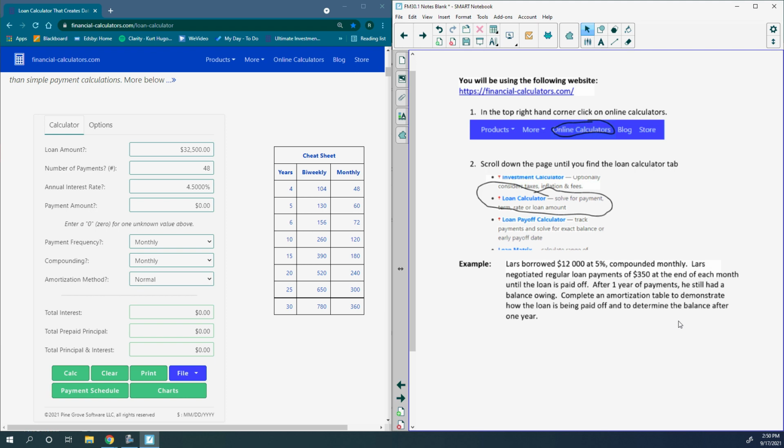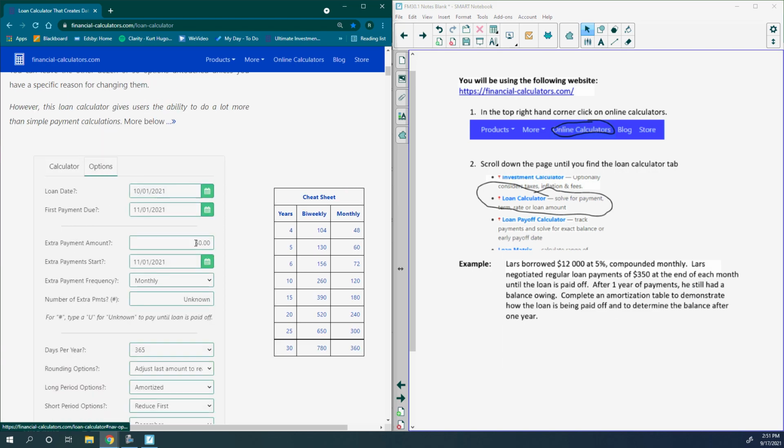To use the financial calculator, we need to put 12,000 because that's his loan amount. The rate is 5%. For the number of payments, in this case, we don't know. You have to be careful with this because it's tempting to say it's 1 year, because that's what it says. But no, it just says after 1 year he hasn't paid it off, so we don't know how long this thing actually is. But we do know his monthly payments are $350. For the payment frequency, it's monthly. For our compounding period, it's also monthly.